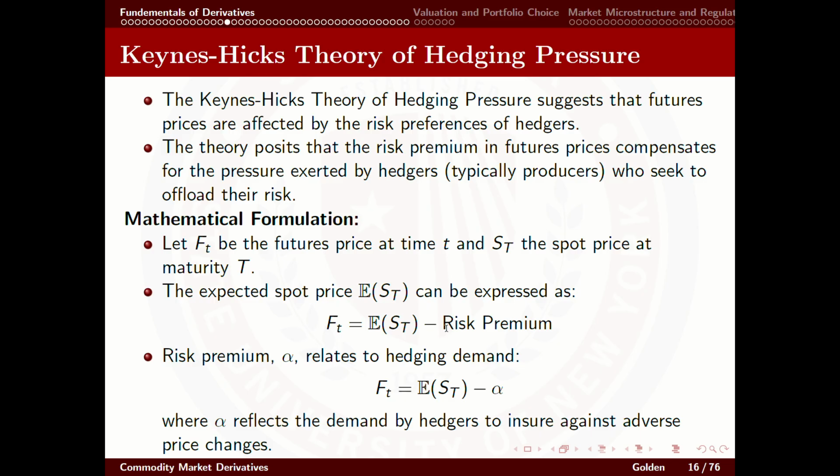Then you have a risk premium, which relates to hedging demand. You can call this alpha, where alpha reflects the demand by hedgers to insure against adverse price changes. If hedgers are less concerned about prices moving against them, you'll see more convergence between the futures and spot price.